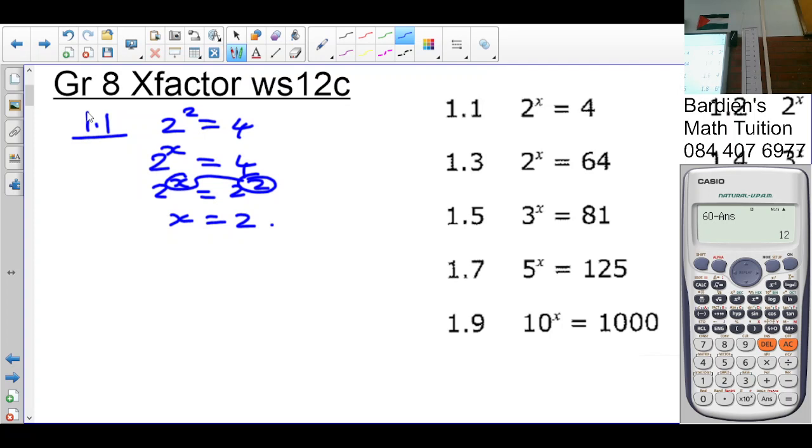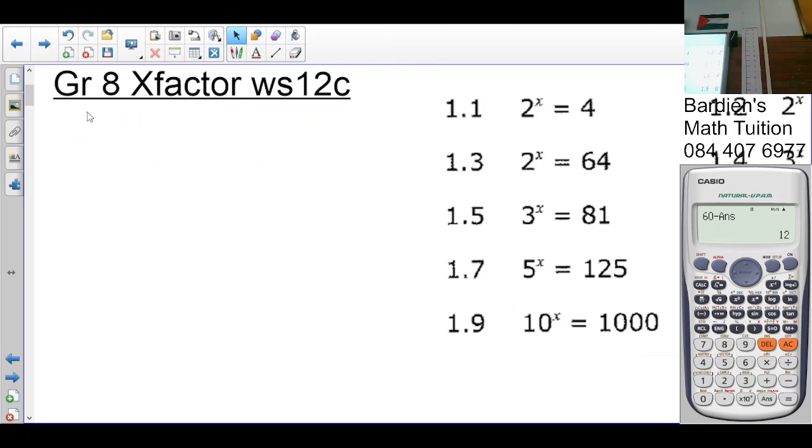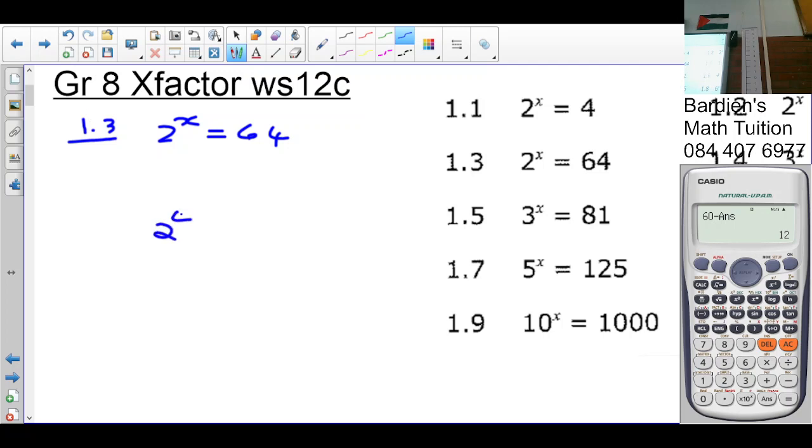But it says by inspection, so you don't have to write it down. You can just go straight. Go with 1.3. So you've got 2 to the x equal to 64. 32. No, 8. How do you get 8? It's 4. So you say x is 4. If x is 4, then it's 2 to the 4, which is 2 times 2 times 2 times 2, which is 16.